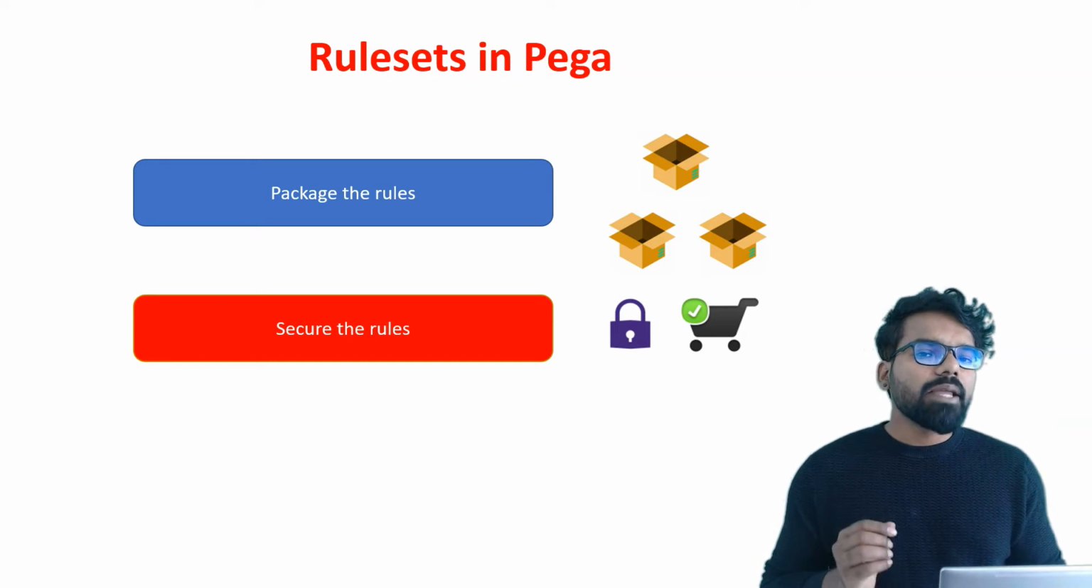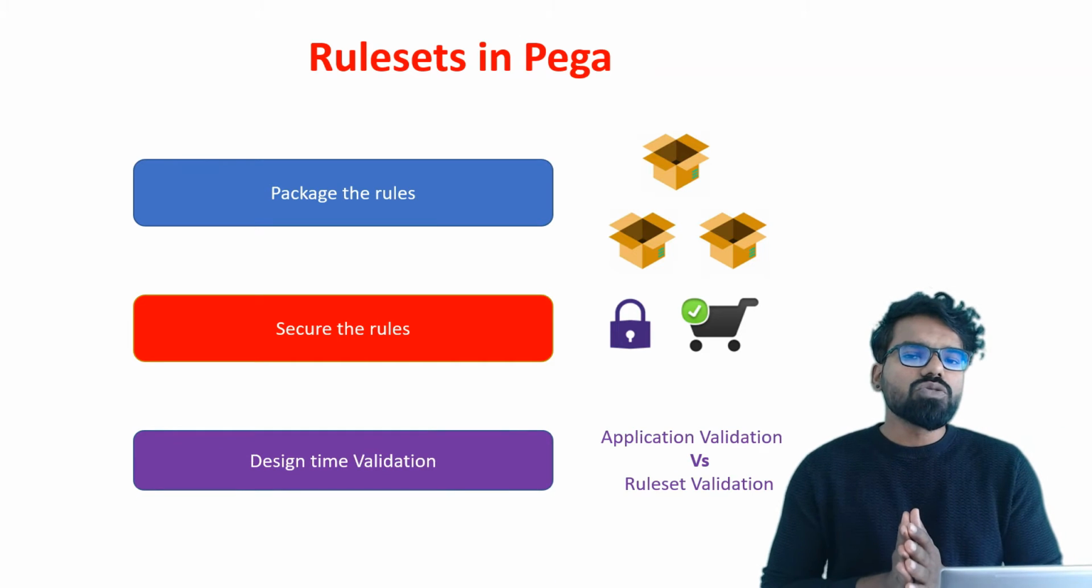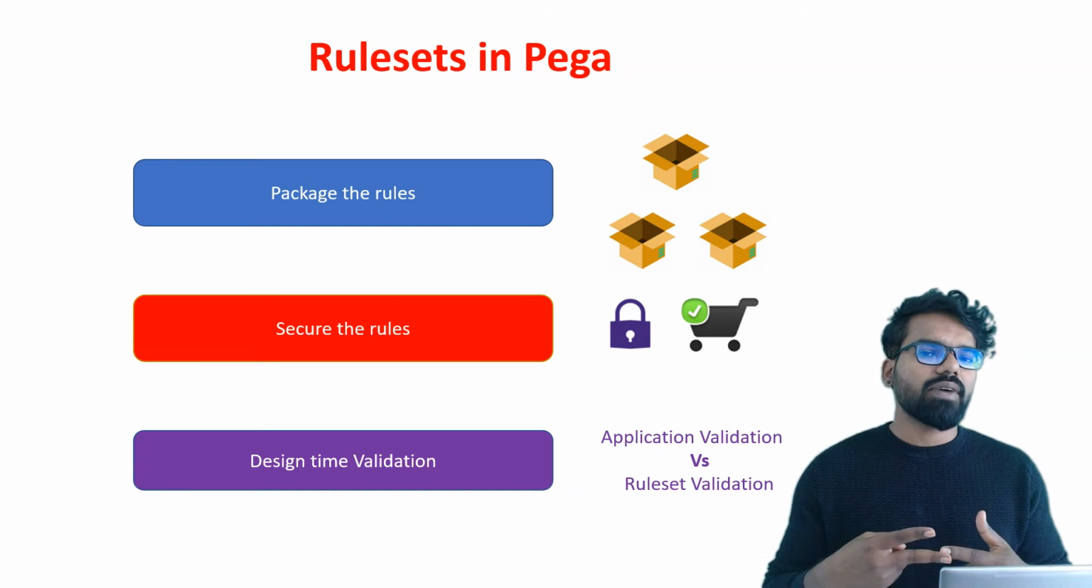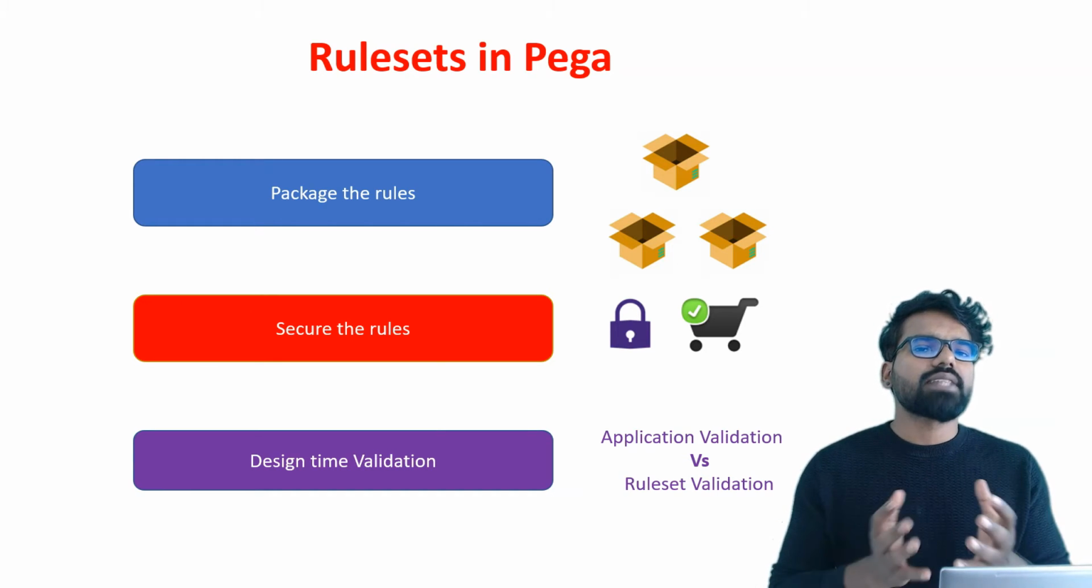And the final main purpose is it can also do some kind of design time validation. There are two types of validation, application validation and rule set validation. It can invoke both these types of validation.